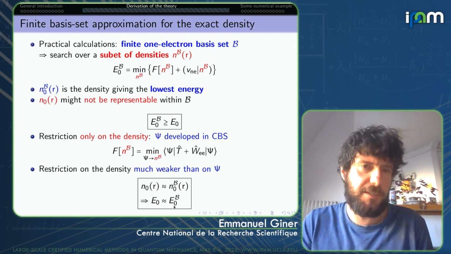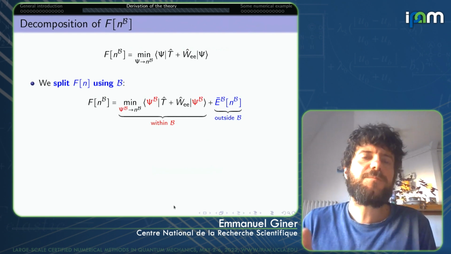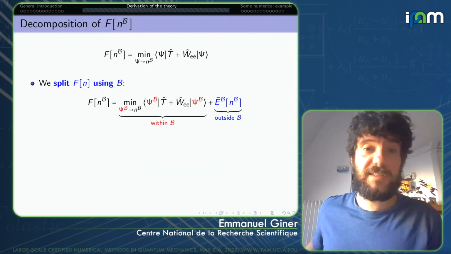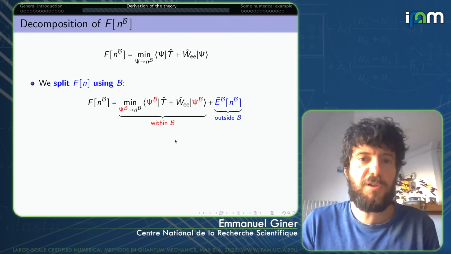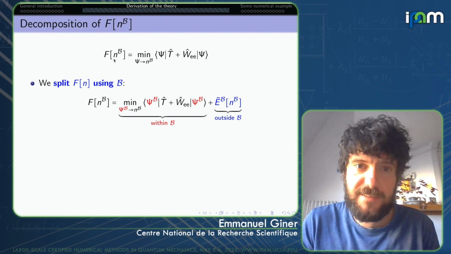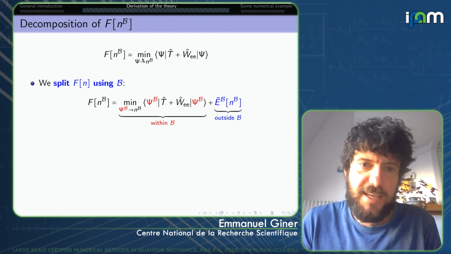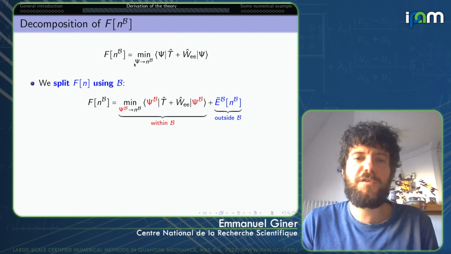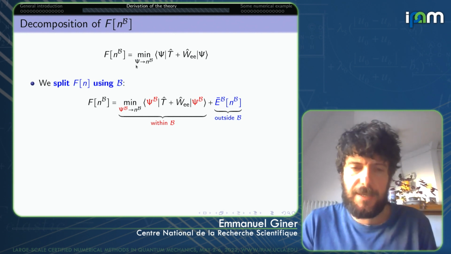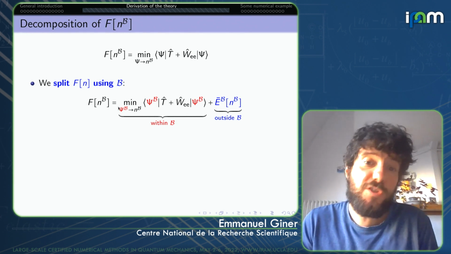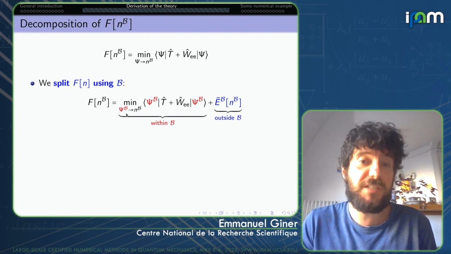That's the idea. So now we are going to decompose this Levy-Lieb functional evaluated at our density in a basis set. So instead of minimizing over all possible wave functions developed in a complete basis set, we are just going to use the wave functions that we have in our basis set.